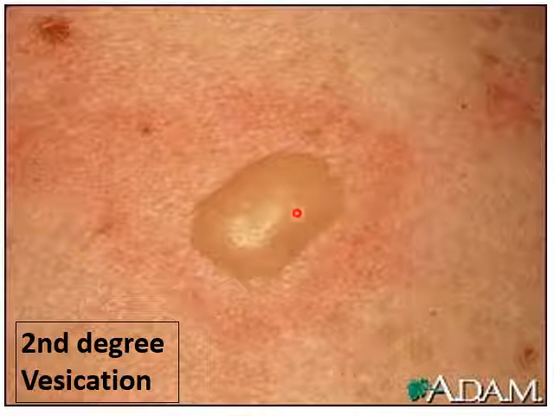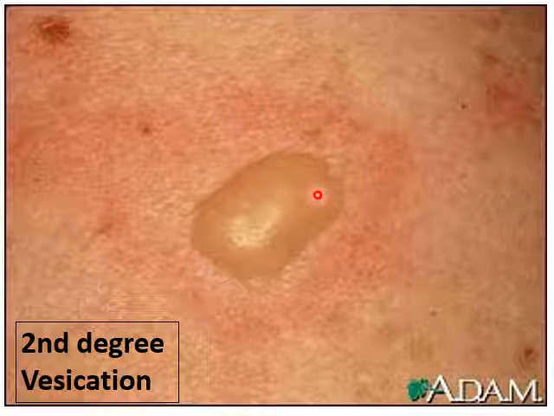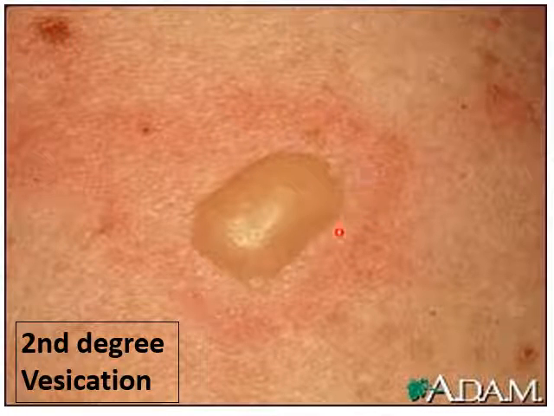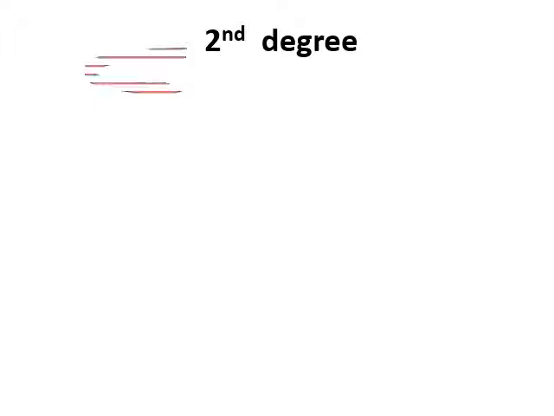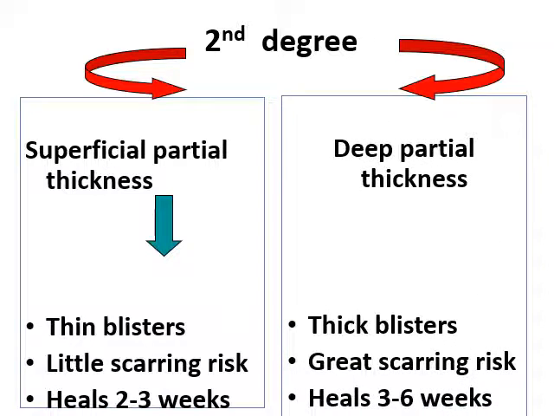So this is a blister which is full of liquid. This is a plasma fluid which is transferred from the blood into the superficial layer of the skin, and also it is surrounded by erythema. Wilson makes a classification for the second degree into two degrees. The first one is the superficial partial thickness, and the second one is a deep partial thickness. So all of the second degree are called partial thickness destruction. One of them is superficial and the other one is deep, but both of them have blisters.